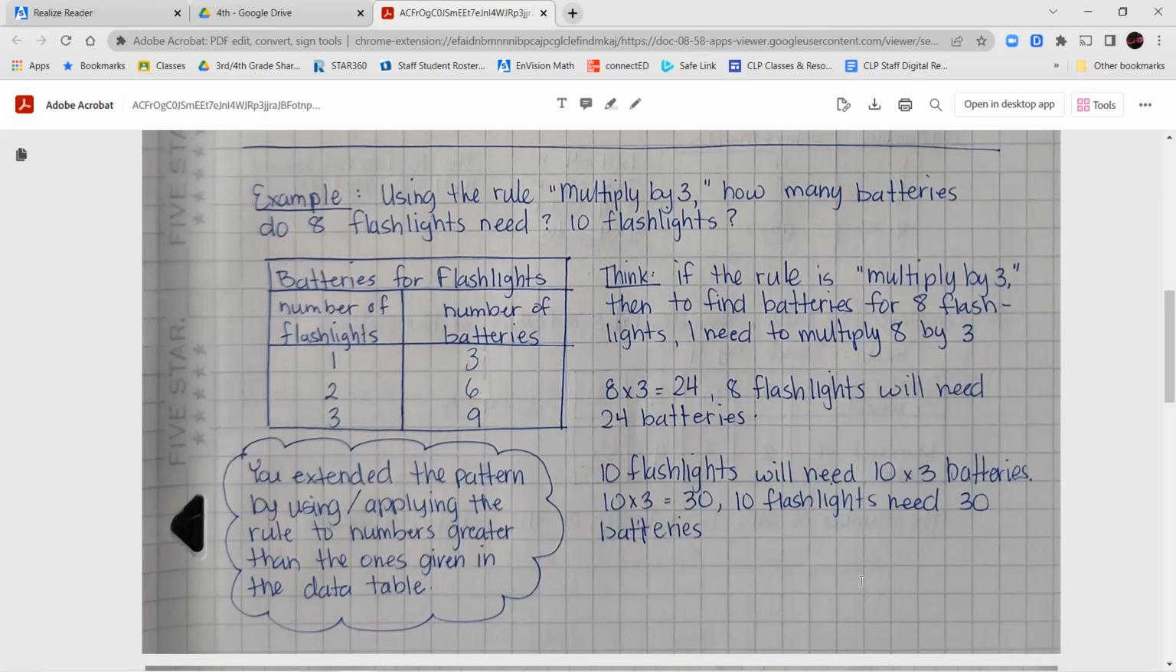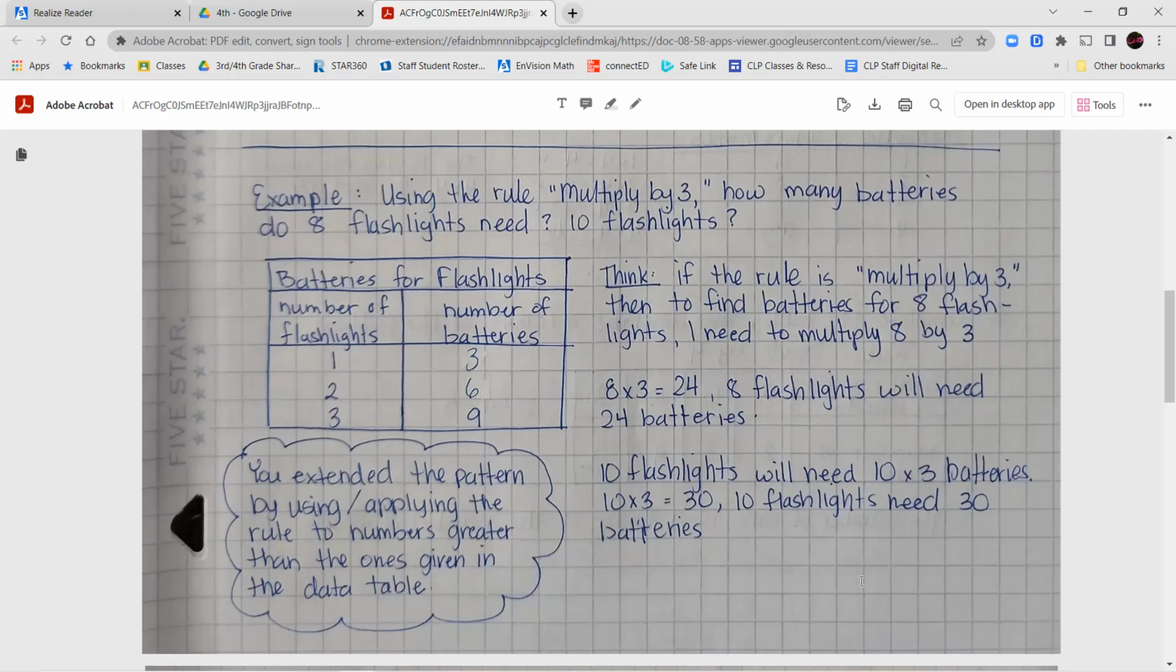If my rule is multiply by 3 to find the number of batteries, 8 flashlights will need to be 8 times 3. So 8 times 3 is 24. And that tells me that 8 flashlights will need 24 batteries. Now I can apply the same rule to 10 flashlights. 10 flashlights times 3 batteries for each one gives me 10 times 3 equals 30. So 10 flashlights will need 30 batteries.